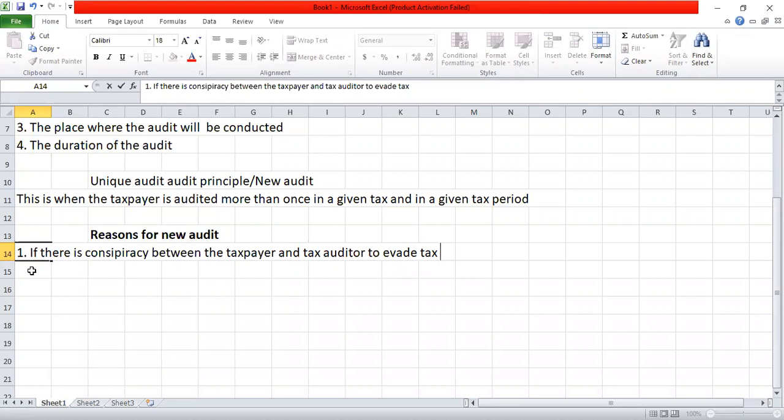Reason number 2. If it is discovered that the first audit was based on wrong data or wrong information, then a new audit will be conducted. If they discover that during the first audit some documents were wrong, then a new audit is going to be conducted in that case.